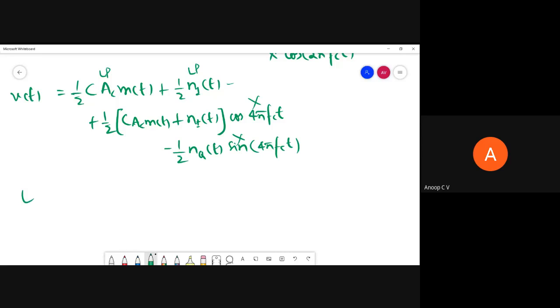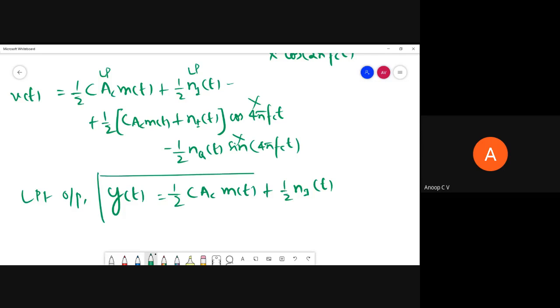So the LPF output, that is y of t, will be equal to half C AC times m of t plus half ni of t. This is what is left. This is our demodulated output. When we demodulate a DSBSC signal using a coherent detector, this is what we get.